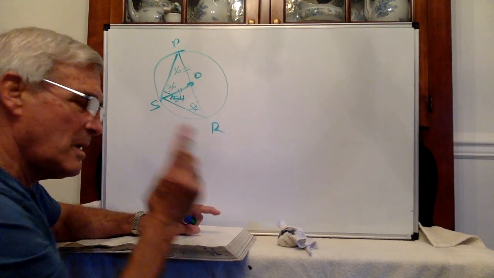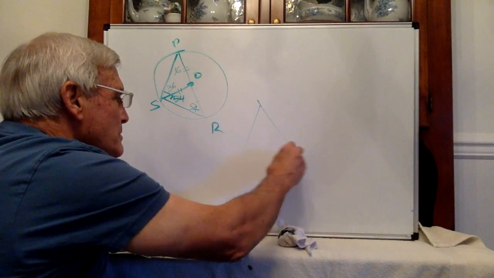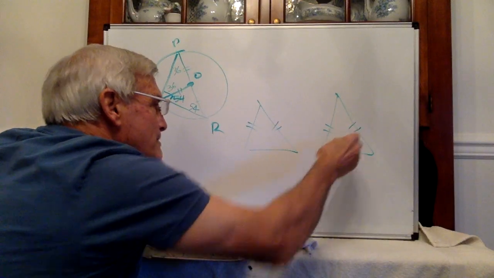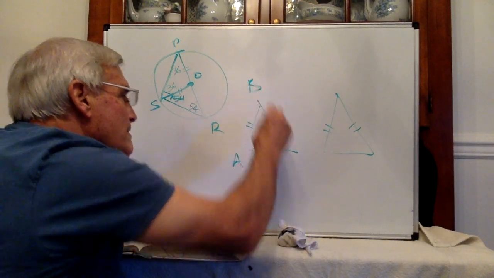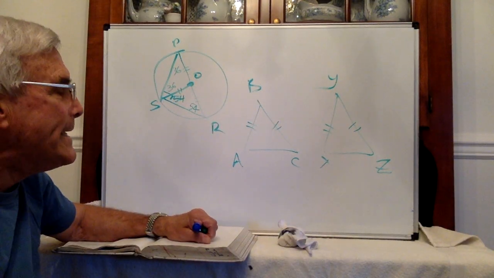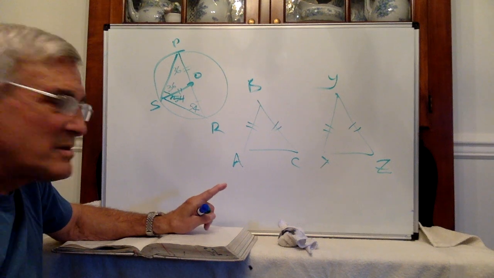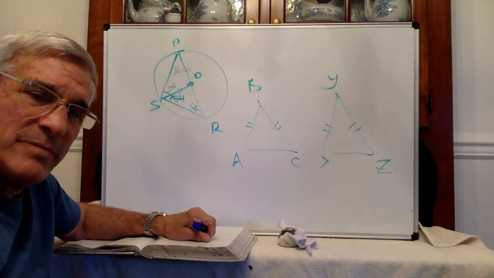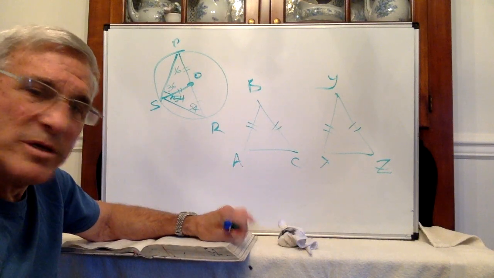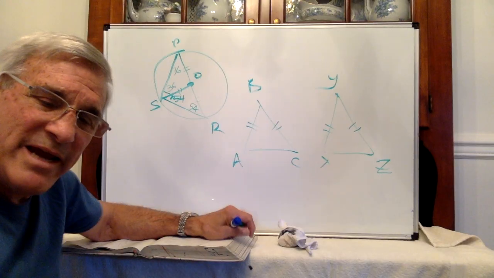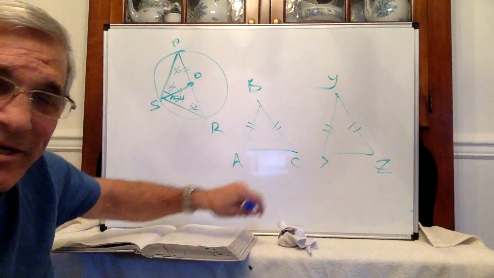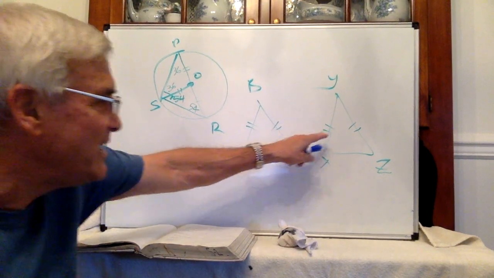This brings up another common error. I have 2 triangles here that happen to have 2 sides congruent, but I don't know anything else. I don't know that these triangles are congruent because I don't have side, side, side. I don't have side, angle, side. I don't have angle, side, angle. All I have is two triangles with two sides congruent in each triangle.